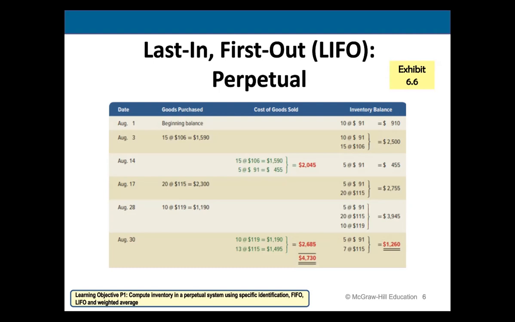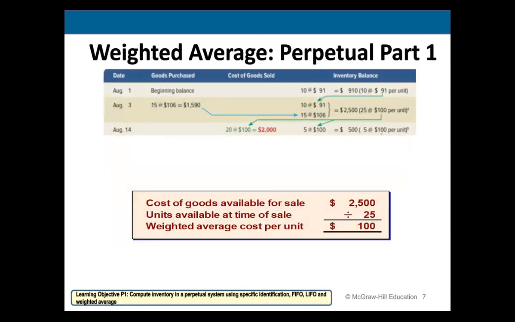And the only difference is with first in, first out, I'm assuming I sold the first purchased or the oldest units. And with last in, first out, I'm assuming I sold the last units or the most recently purchased units. So the third one's the hardest for a lot of people, at least, which is weighted average. So I actually like it better. I think it's easier in some ways. So again, we have beginning balance.